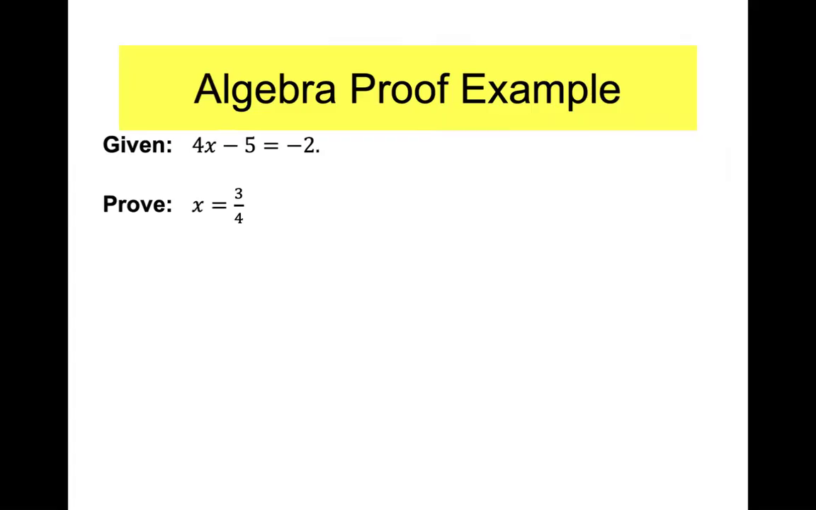So how do you do this? Well, first thing is you set up your two-column proof. So we make two columns. Column on the left is your statements. Column on the right are your reasons. We always start a proof with the given.